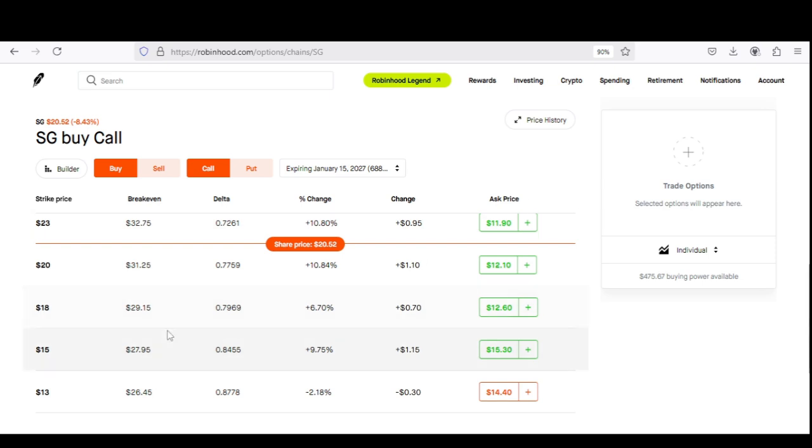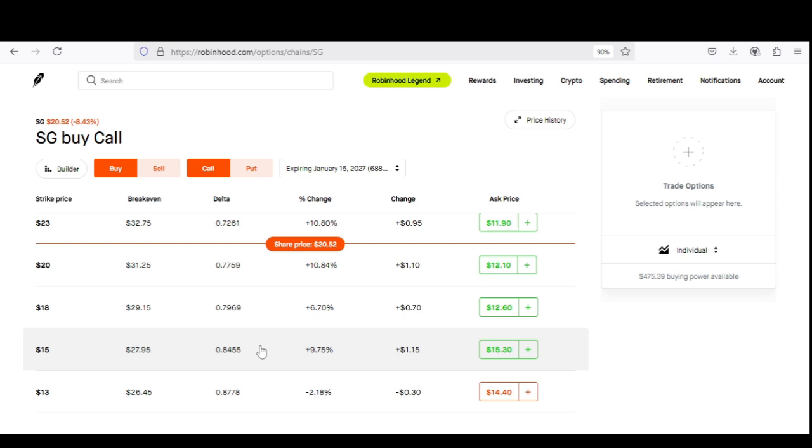So for this example, I'm going to be going with the $15 strike price right here. With the $15 strike price, we're going to have a break even of $27.95. Please remember that. And then we also have a delta of 0.84. Also, remember that. These figures are going to be very important when picking up your LEAPS.